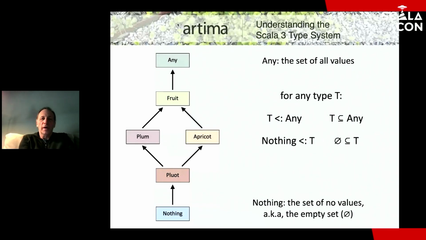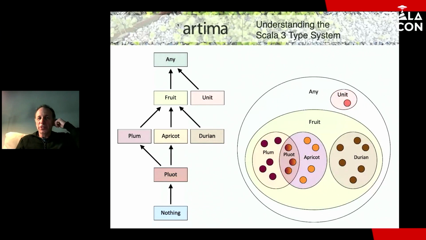It kind of maps to that. Okay, so now we have 6 types in our running example here. I'm going to add 2 more just to demonstrate one more thing I think is helpful for intuition about subtyping. I'm going to add durians and unit. So in the Venn diagram over to the right, as far away from the apricots and the plums and the pluots as I can get them, I put durians, and there's 6 of them.